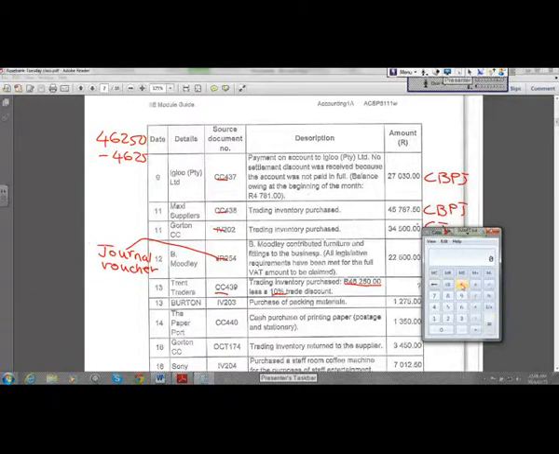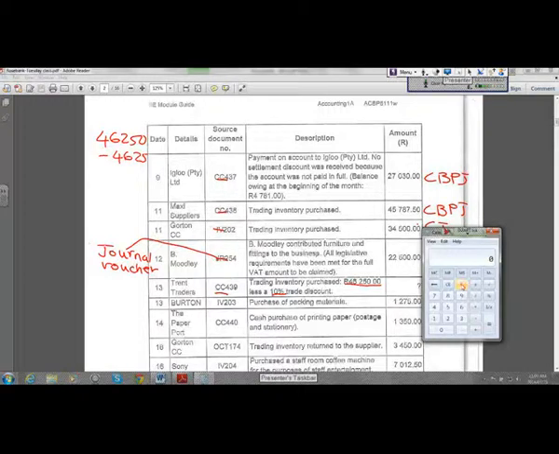So 46,250 is the total amount, and 4625 is the discount that we got. What I was doing here was showing you how to calculate the discount. Now that we have calculated the discount, we can calculate the amount that we'll have to pay.